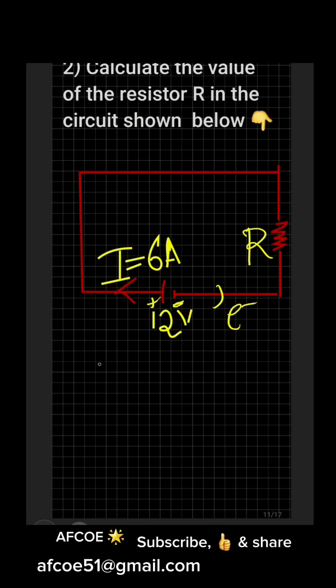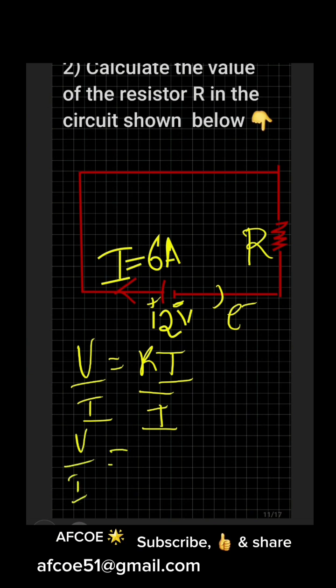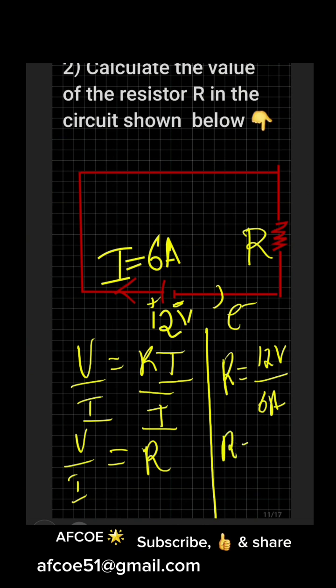From here again, we can see that V is equal to RI. Now we need the resistance, that is the value of this resistor which is connected to the circuit. We will divide both sides by I, so that it makes R alone in the formula. So V over I is simply equal to R, which implies that R will be equal to the voltage, which is 12 volts, on the current, which is 6 amps. 12 on 6 is 2. Volt on ampere is ohms, that is the unit for resistance.